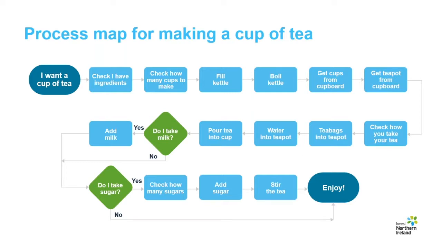Then you have your first decision point. Do you take milk? If no, skip to the next step. If yes, add milk. Second decision point is if you take sugar. So if no, skip to the end. If yes, check how many sugars you take.